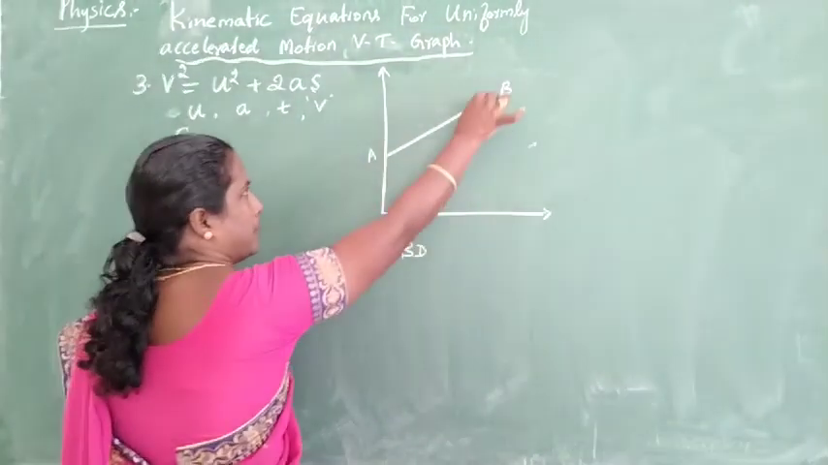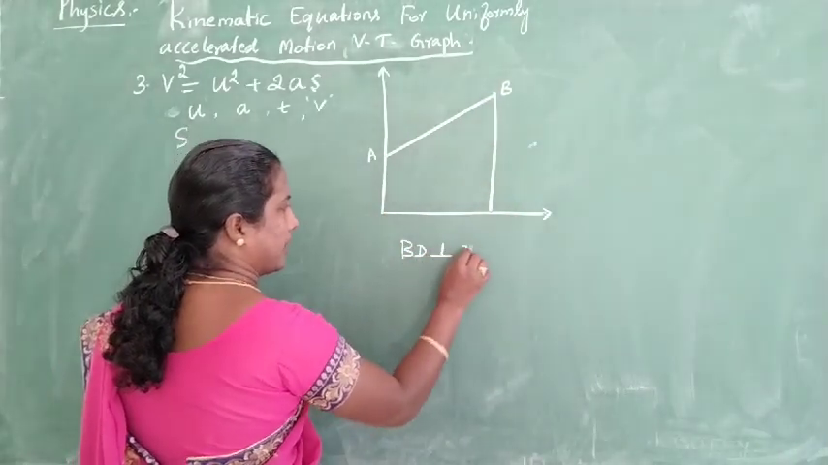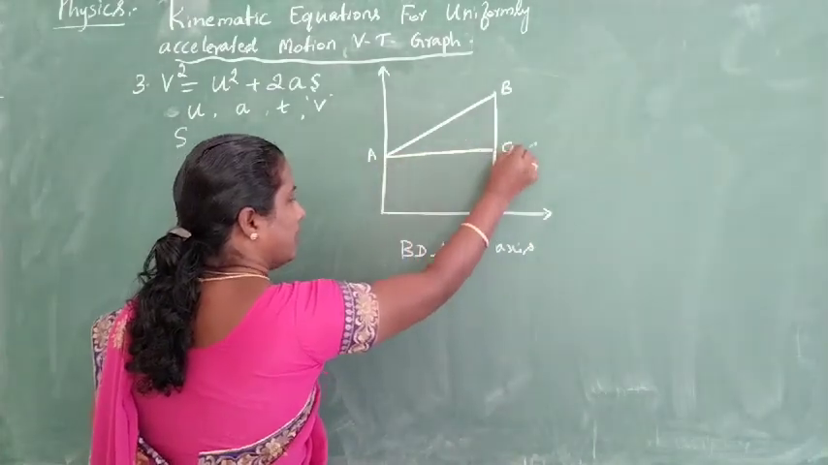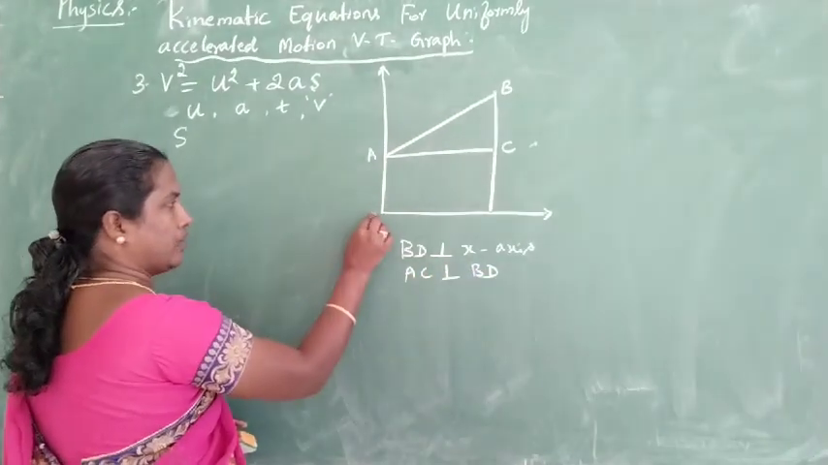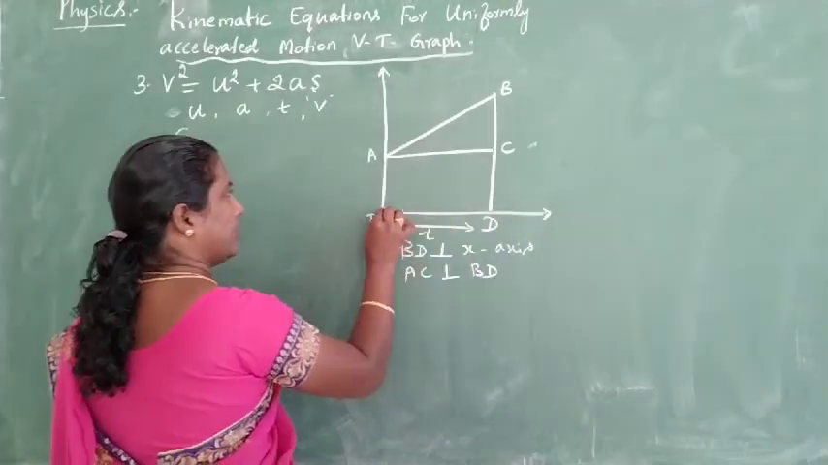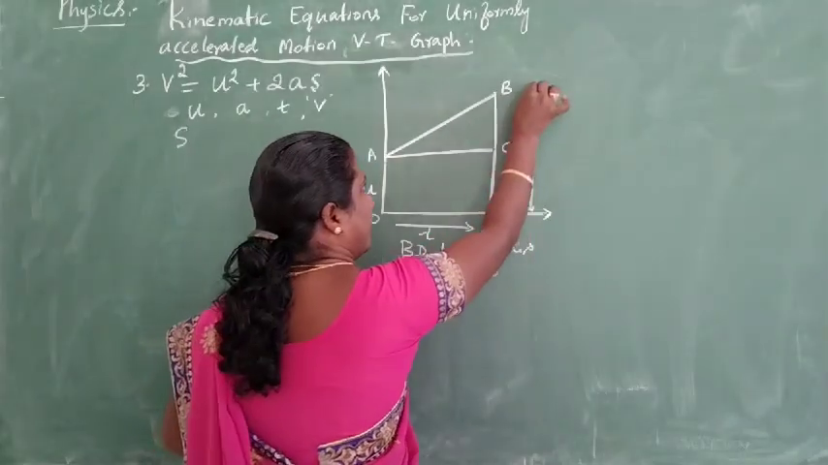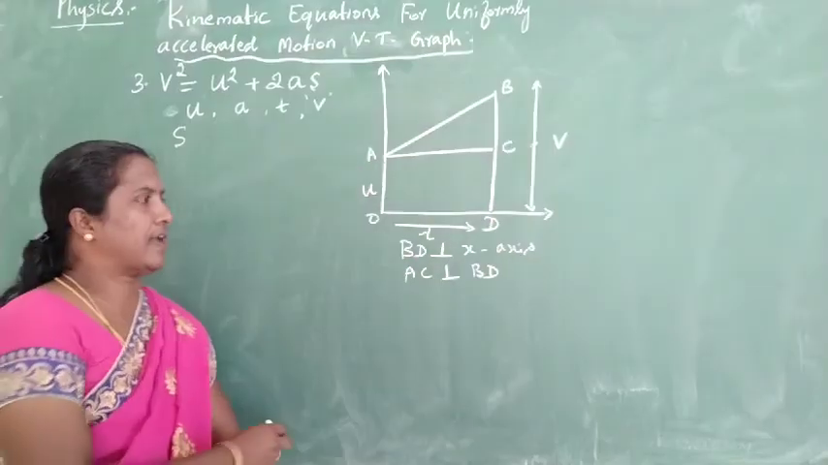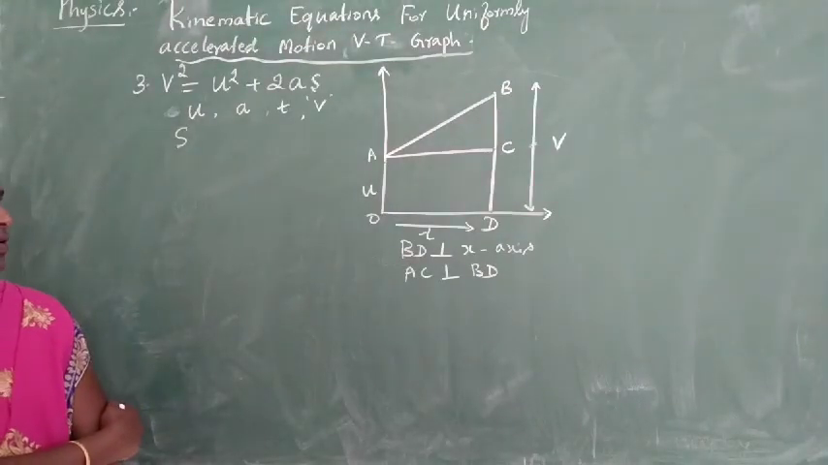perpendicular to the x-axis. Then another construction, AC is perpendicular to BD. Then we can mark O, A, B and D here. This is the time, and OA will be the initial velocity. Then BD will give the final velocity of the object. By using these values, we derive the relation v square equals u square plus 2as.